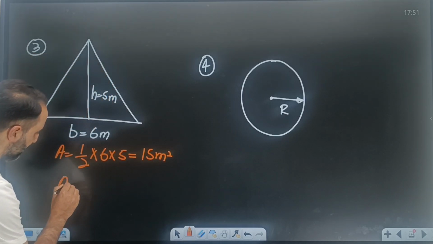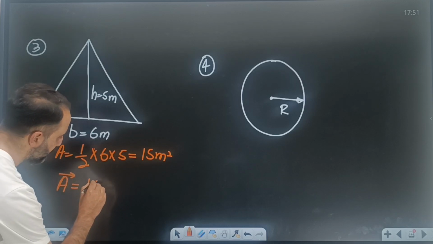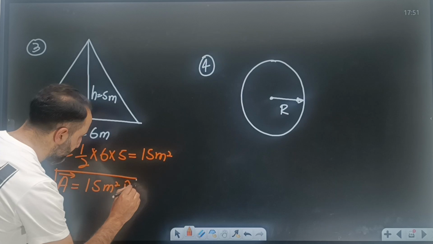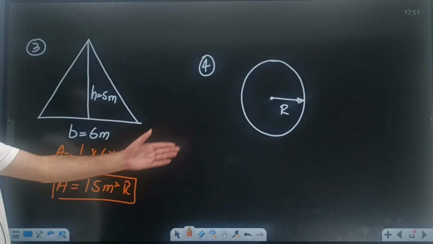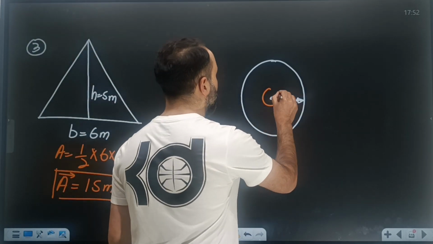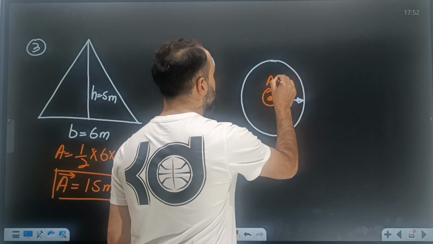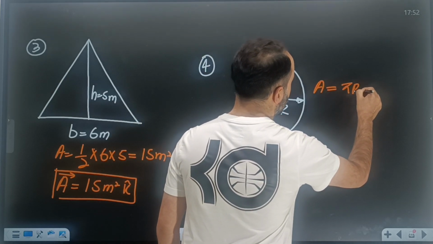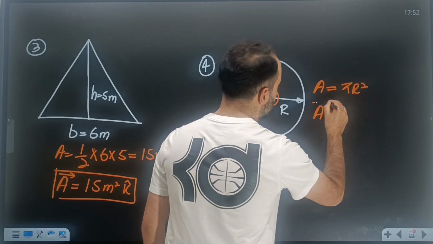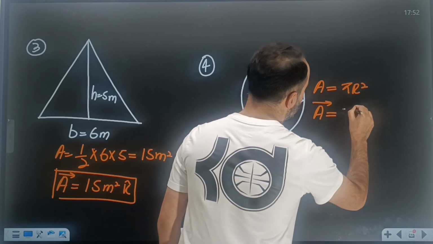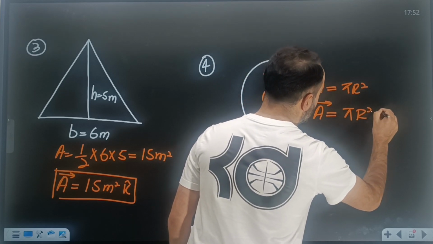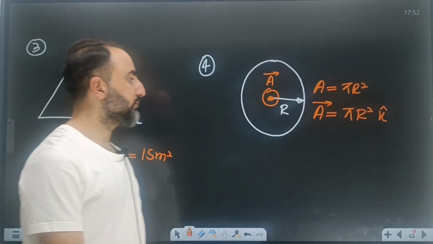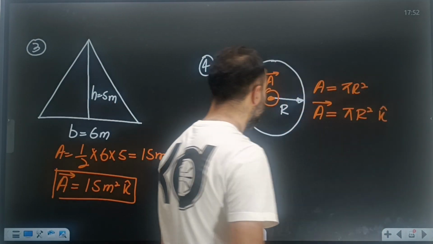So what about the area vector? The area vector is equal to 15 meter square directed outwards. So here I am writing k. Then for the circle, you should know that the area is pi r square. It is directed vertically outwards, so the area vector will be equal to pi r square into k. Now k is a unit vector directed along the positive z direction.